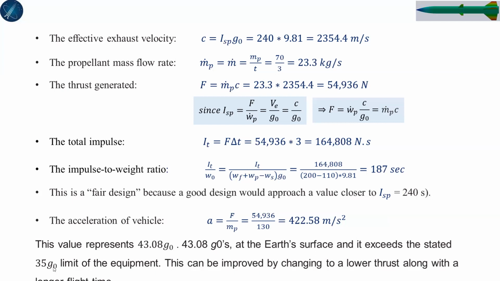So is this limit okay for our vehicle, for the sophisticated equipment inside the rocket? Is it fair? No. It is not fair because our instruments are designed to accommodate only 35 G naught. But what we have designed is 43 G naught. It is beyond the design limit, so it has a tendency to destroy or break or cause some damage to the sophisticated instruments inside the rocket. So this design needs to be changed.